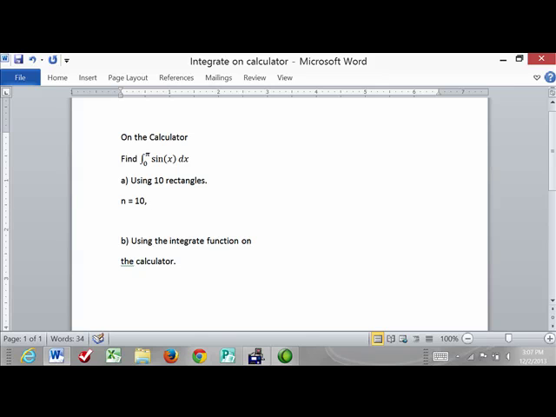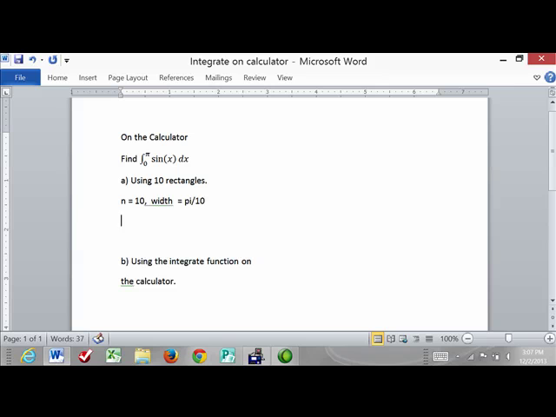So therefore, my delta x, my width, is going to be equal to pi minus 0 over 10. So it's going to be pi over 10. So let's put pi divided by 10. Okay, that's the width of each interval.